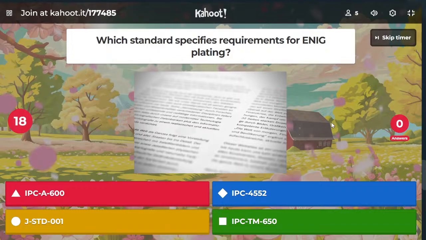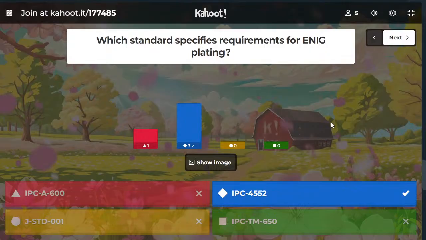Which standard specifies requirements for ENIG plating? We discussed about the standards. There is something called IPC standard which specifies about the ENIG plating. What are the requirements? We discussed many things. See the options carefully. Many people answered IPC A600. No, that's not it. IPC A600 is different. IPC 4552 is the correct answer, and IPC TM650 also we discussed.